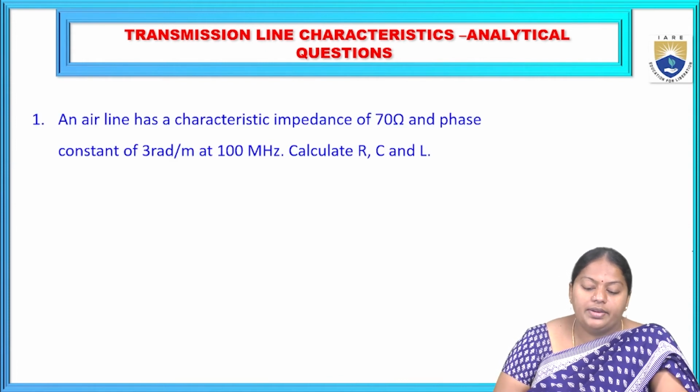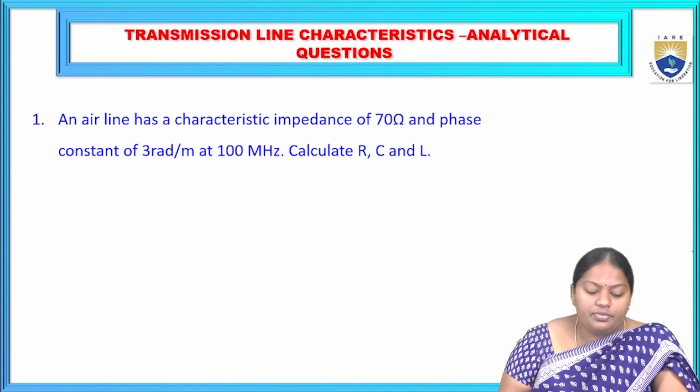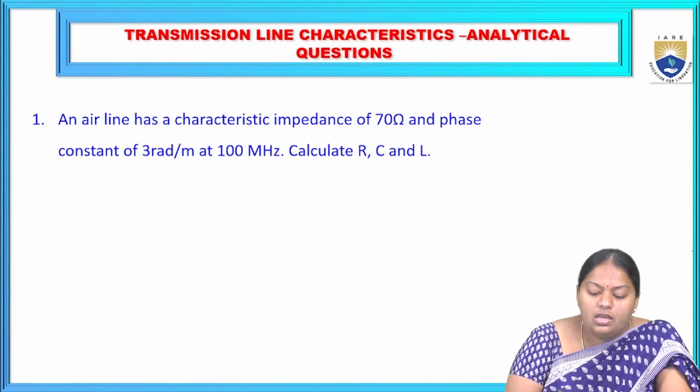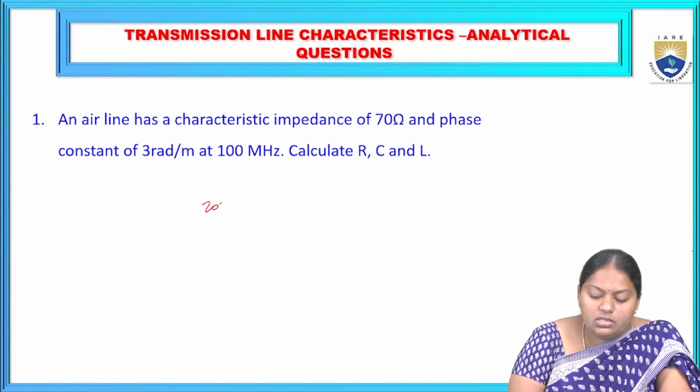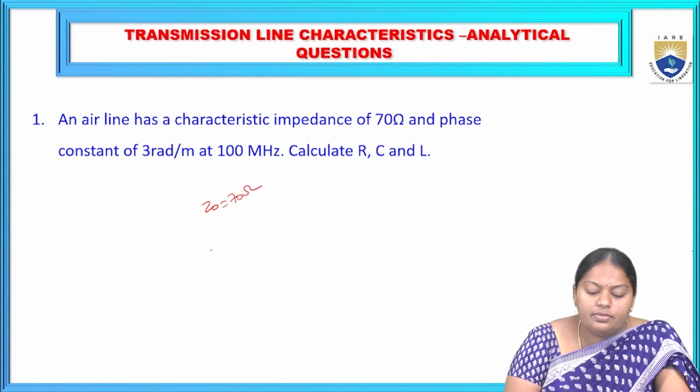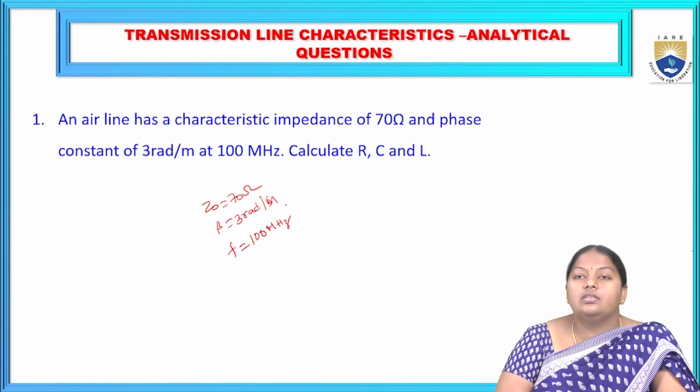Now coming to the analytical. So an airline has a characteristic impedance of 70 ohms and the phase constant of 3 radian per meter at 100 megahertz. Means characteristic impedance Z0 is given as 70 ohms and the phase constant beta can be given as 3 radian per meter, and a frequency f equal to 100 megahertz needs to be considered.